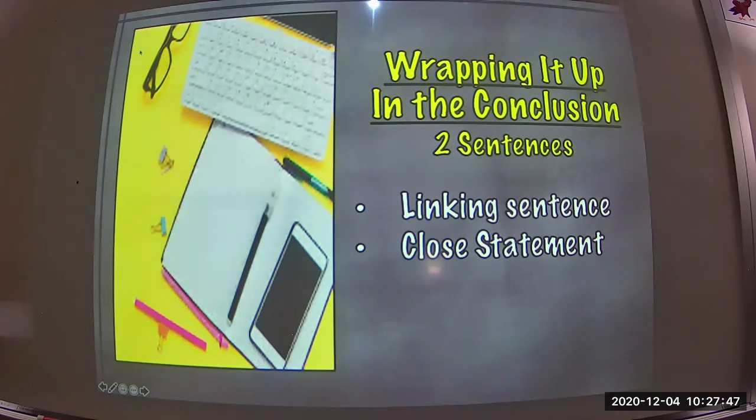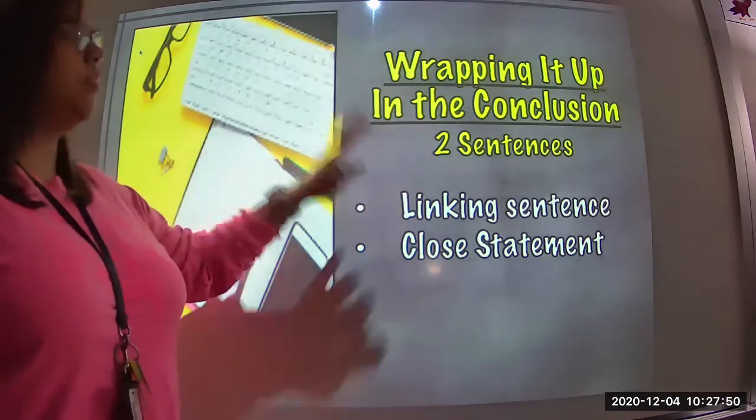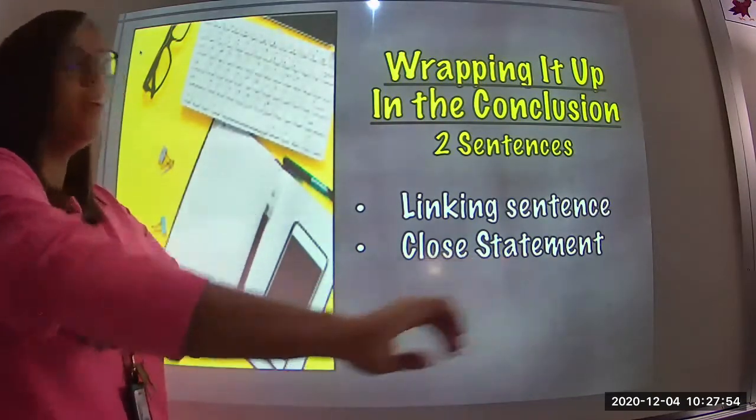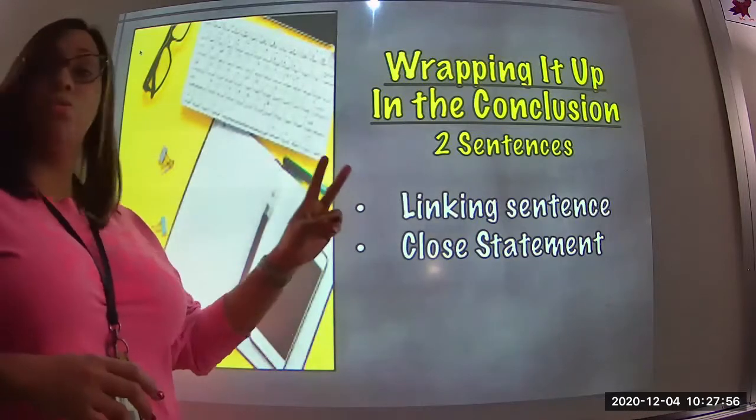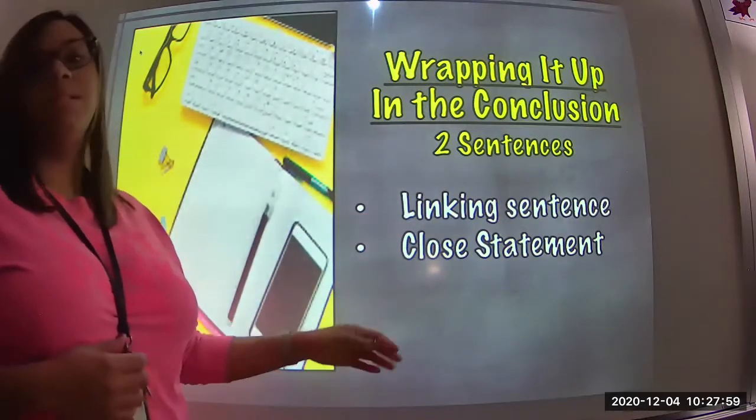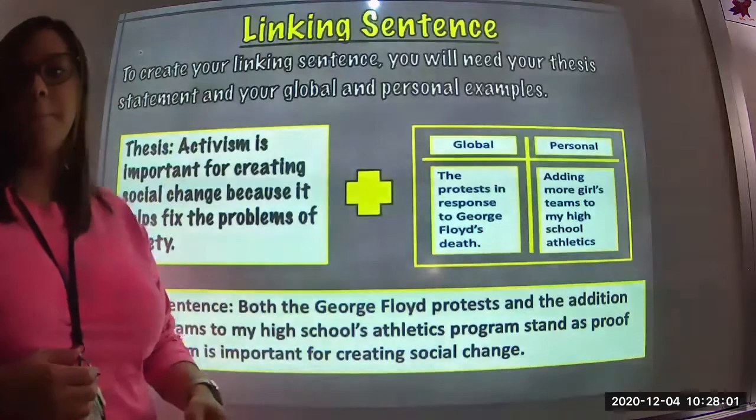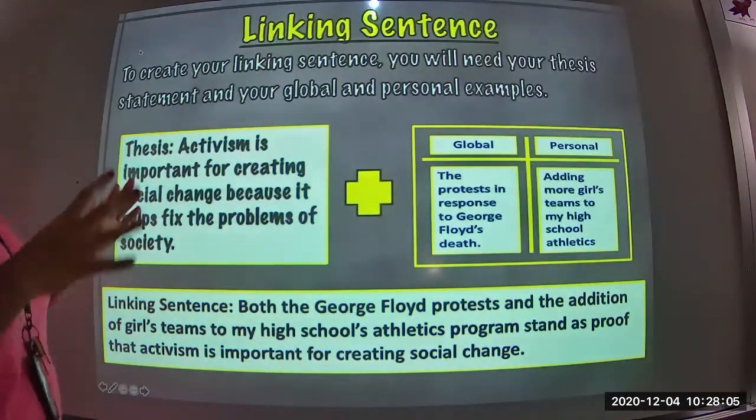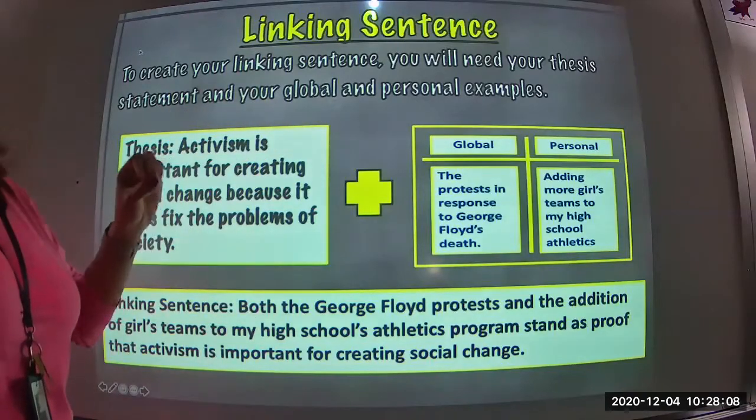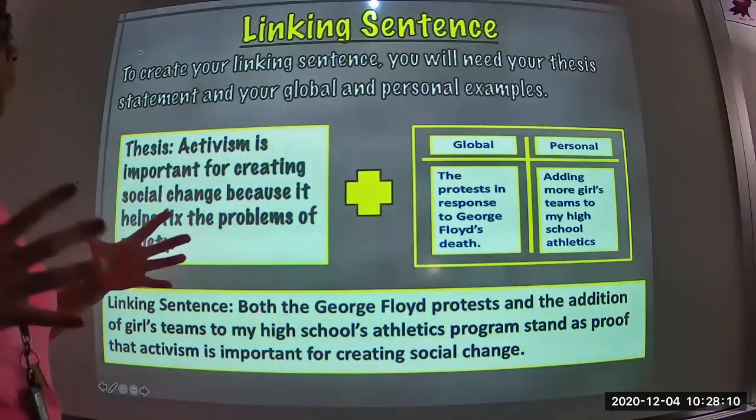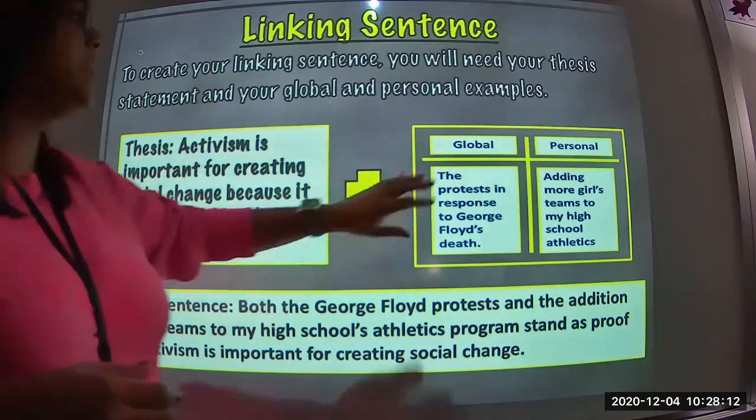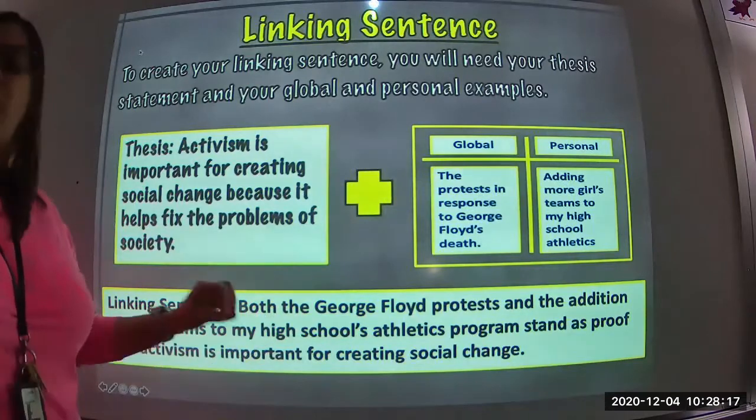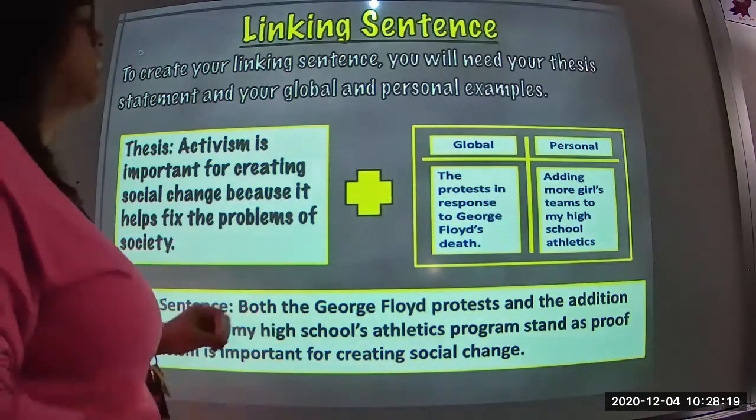Okay, so the conclusion is going to be your last paragraph in that essay, and it's going to consist of only 2 sentences, a linking sentence and a closing statement. So in order to do this, it's better to look at the parts of the essay as a whole, right? So let's recap on the thesis, the global and personal examples, in order to think more clearly about how we are going to conclude it, how we are going to end this essay.